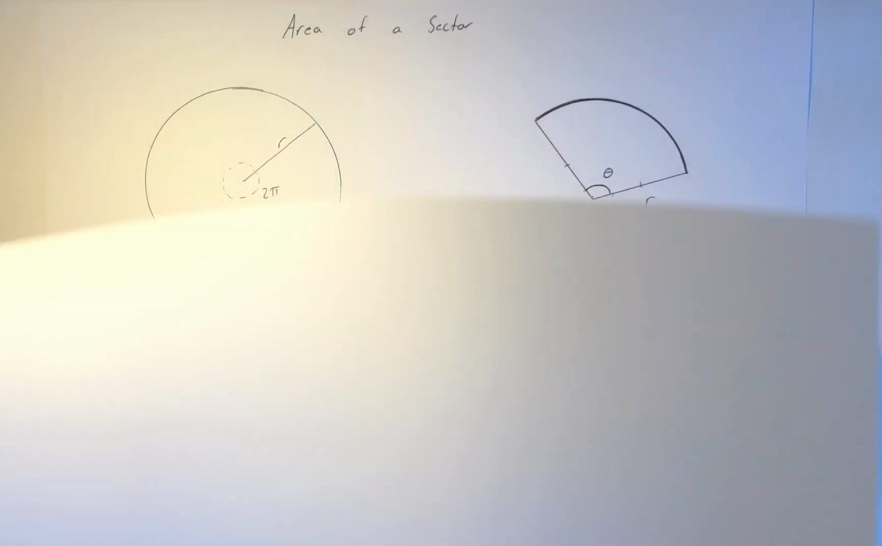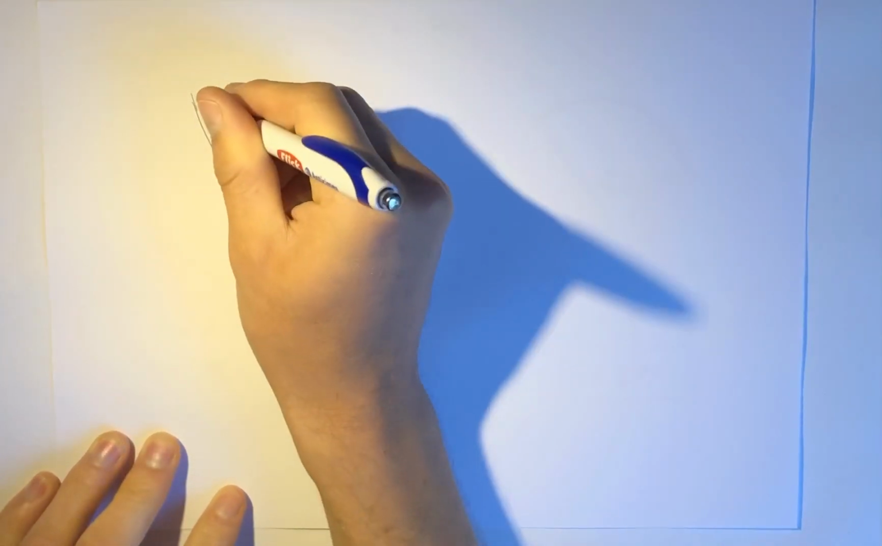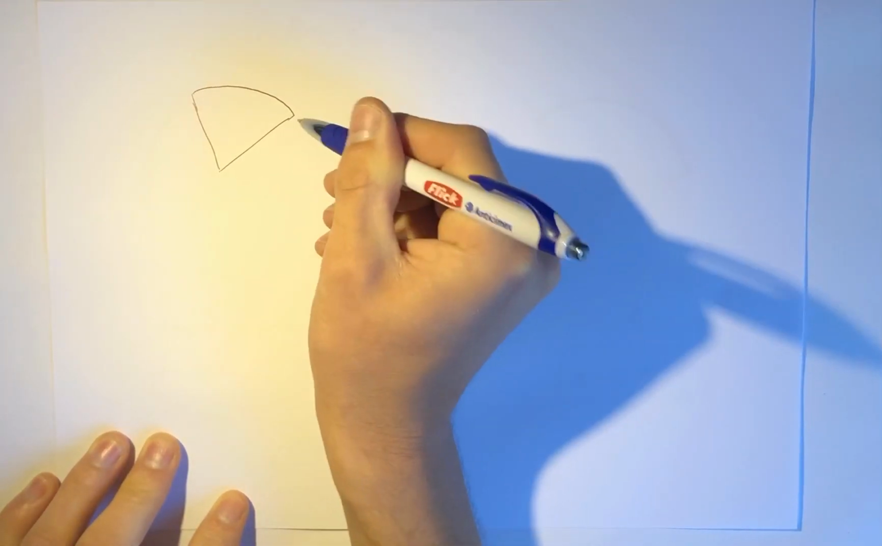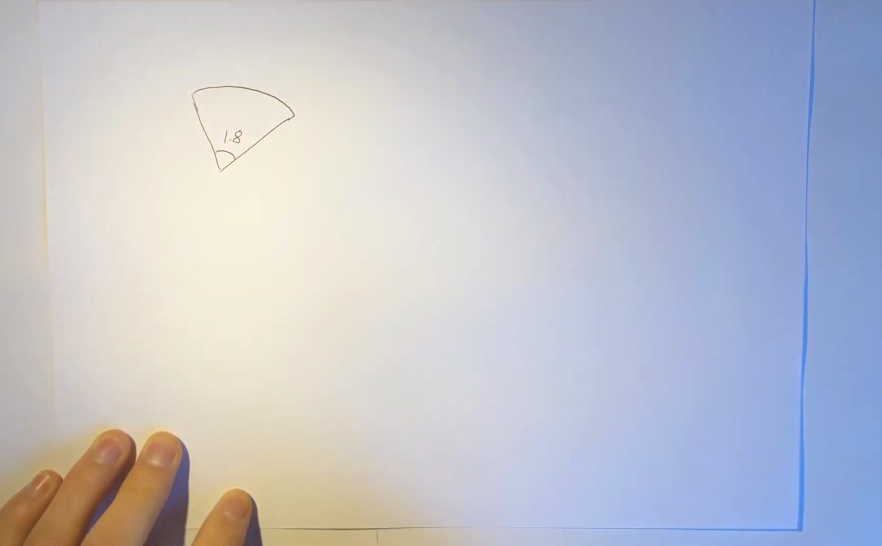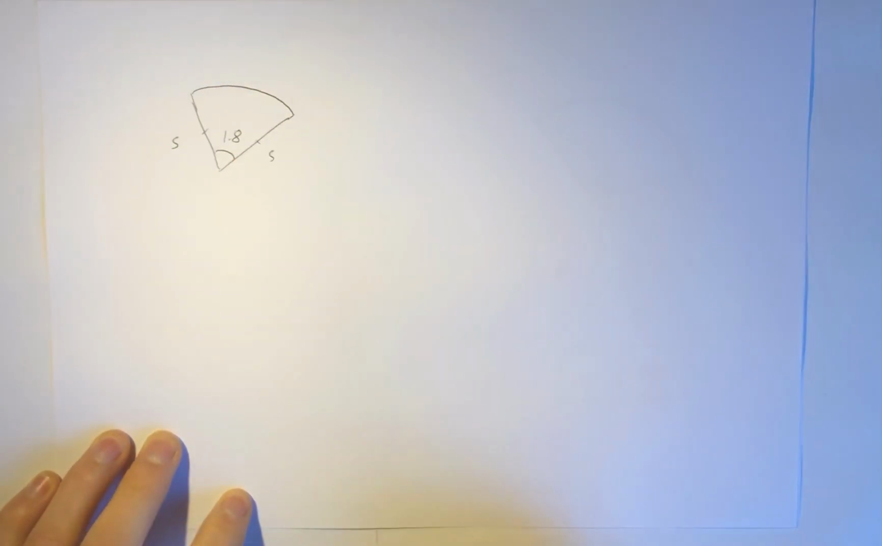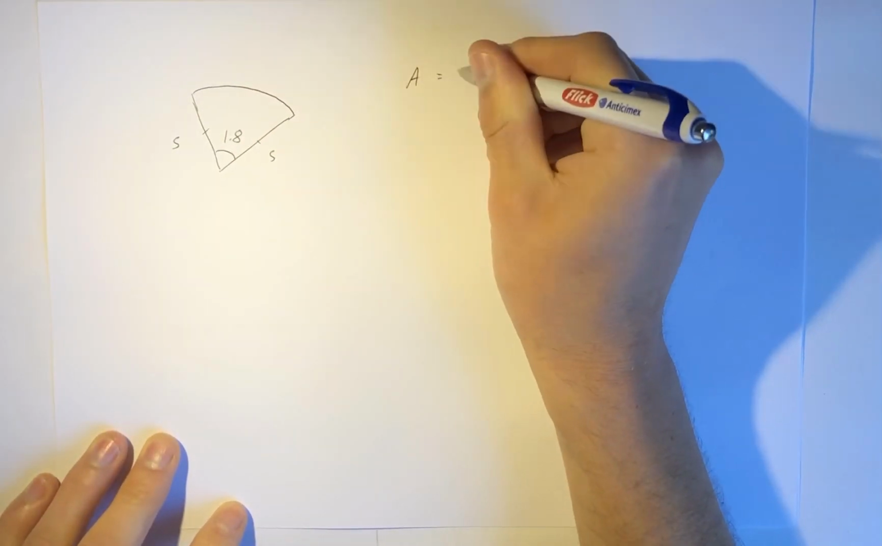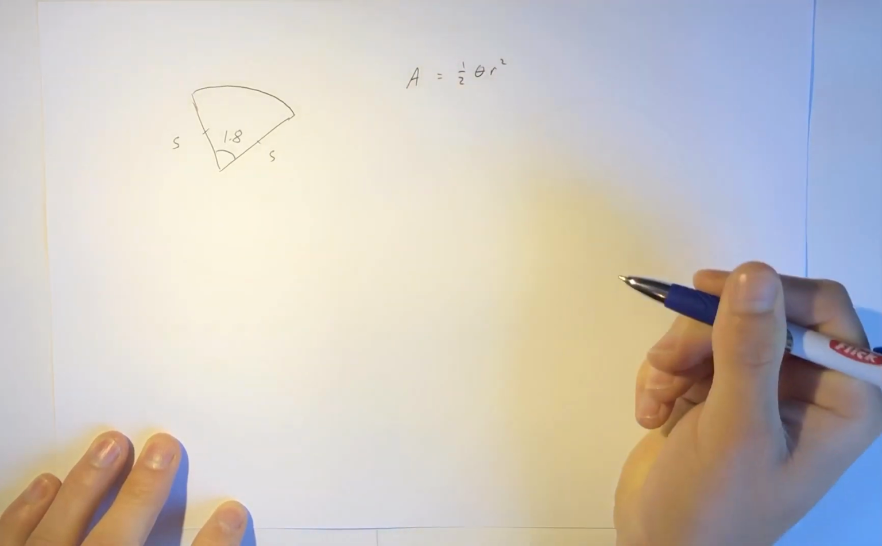Okay, let's start off nice and easy. What could we do here? Let's say we have a sector. All right, we want to know the area of this thing. Let's say there's 1.8 radians and a radius of 5 centimeters. Then we just have to use this formula. A half theta r squared.